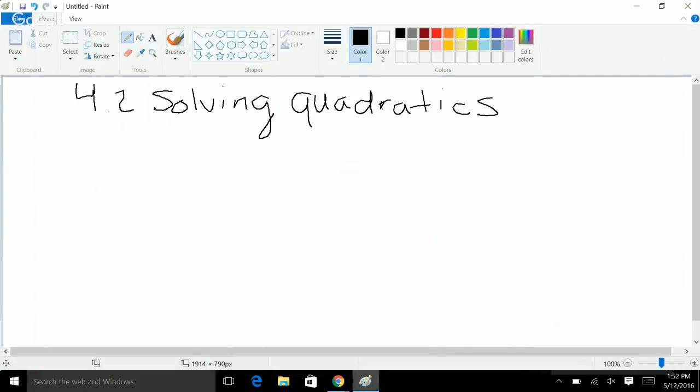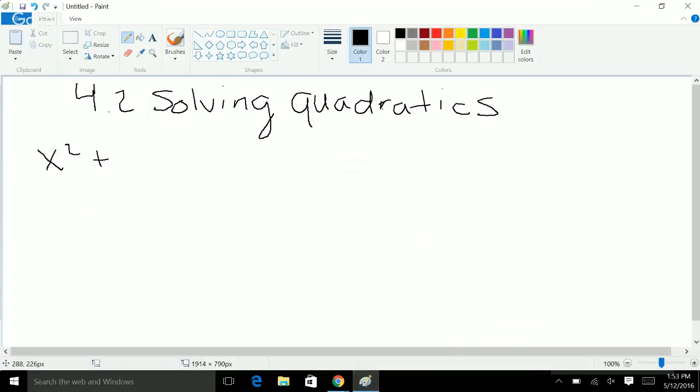Okay, so today we're going to learn about 4.2 solving quadratics. The objective is to solve quadratic equations, and we're going to be doing that using two methods. The first method we will be using is factoring, and the second method we will use will be the quadratic formula, and I'll go more into depth when I get there.